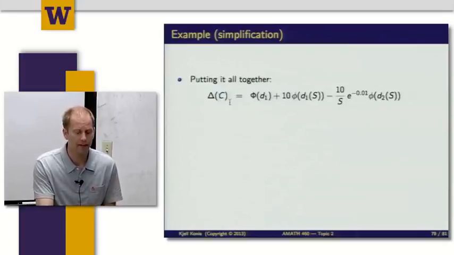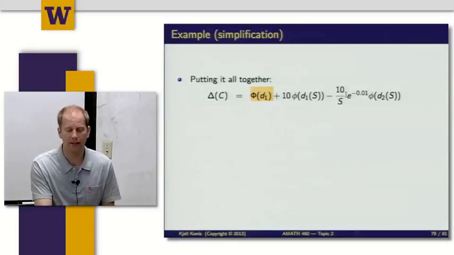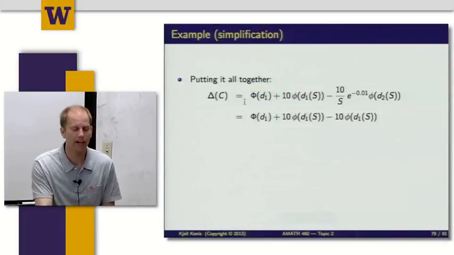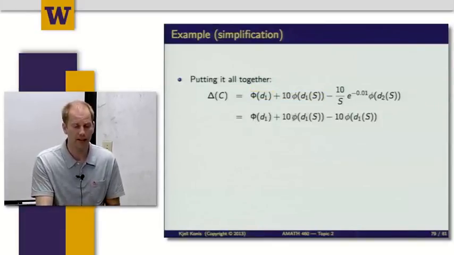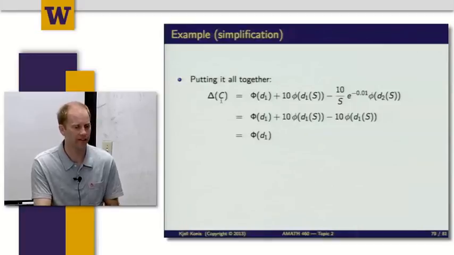And so the delta of c was originally capital phi of d1 plus 10 times lowercase phi of d1, and then minus, and we've just shown that this thing, 10 over s times e to the minus 0.01 times phi of d2 of s, was the same thing as 10 times phi of d1 of s. So what I end up with is capital phi of d1 plus 10 lowercase phi minus 10 lowercase phi. And in the end, we find that the delta for this call option is actually just capital phi of d1.